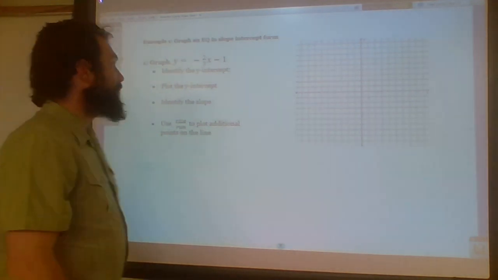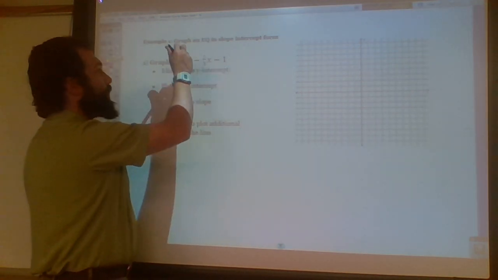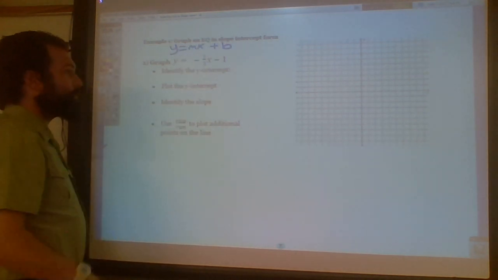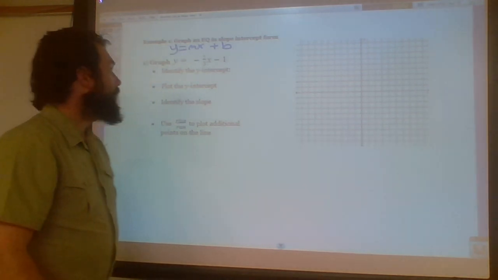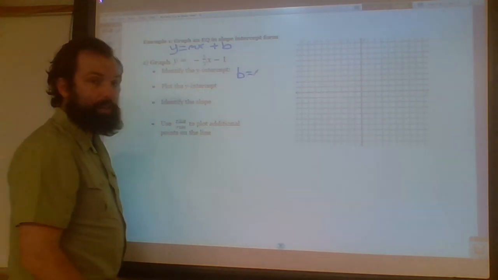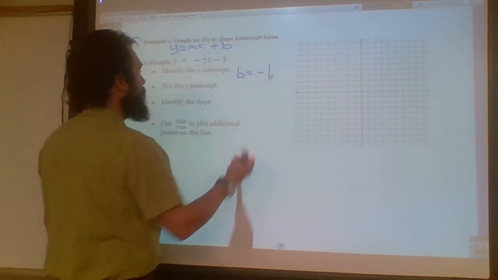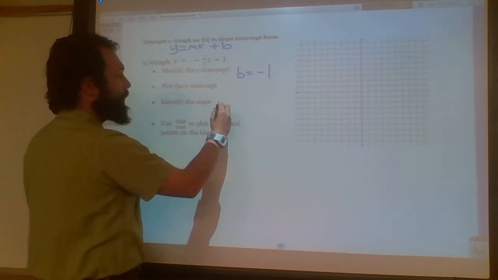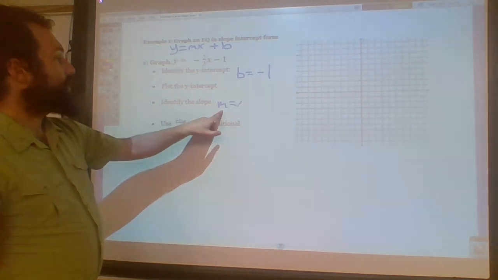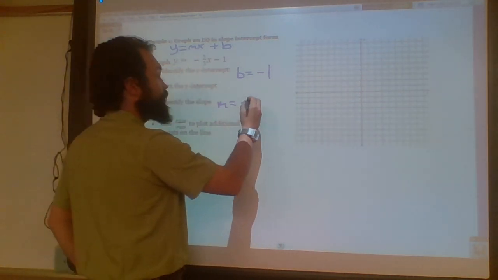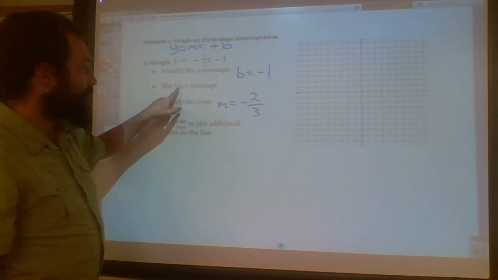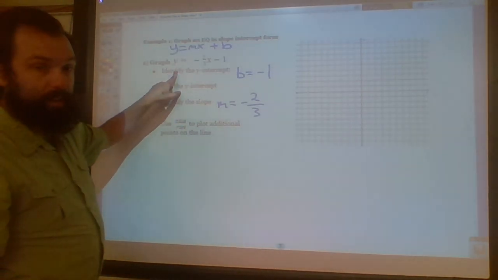Using y equals mx plus b, if we have a linear equation that is already in this form, we can graph this equation by identifying the y-intercept, which is our b value. In this case, b is -1, and identifying the slope, which is the m value in our equation. The slope in this equation is -2/3. Following the process outlined by the bullet points, identify the y-intercept.